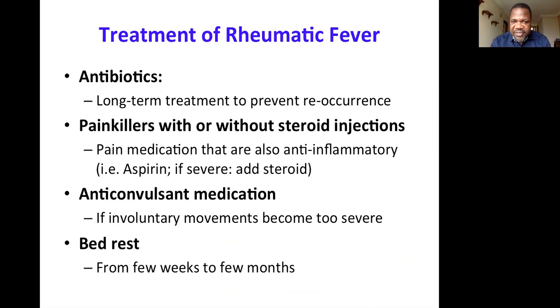Now, how do we treat rheumatic fever? We use antibiotics. So after the first episode or attack, we can put those patients on long-term treatment, mainly to prevent recurrence of the condition. And we also use painkillers with or without steroid injections. We mainly use aspirin among those children. We use anticonvulsant medication, especially if chorea is more severe. Remember, among the major criteria we have chorea, which is involuntary movements that a patient can present with. And we also recommend bed rest.